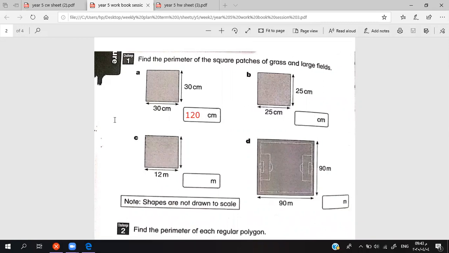Because if you make it like that, 30 plus 30 plus 30 plus 30, this is like saying it's 30. How many times repeated? 4 times. Which is gonna give me 120. This is this one. Okay. Let's try this one. This is also a square and each side is a 25. So instead of making 25 plus 25 plus 25 plus 25, it's gonna be 25 multiplied by 4, which is gonna give me 100 centimeters.